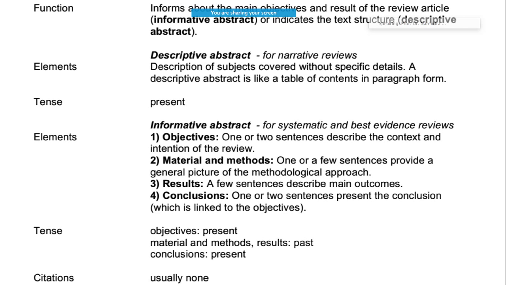Later on, you can try to give a general picture of what the approach was, how you tried to get those results, and the main outcomes. And finally, you can summarize in just a few sentences.